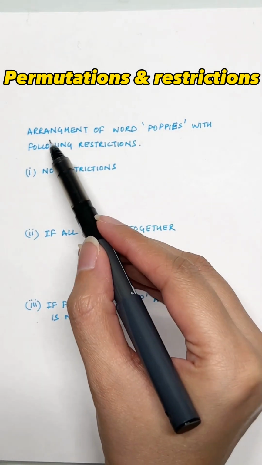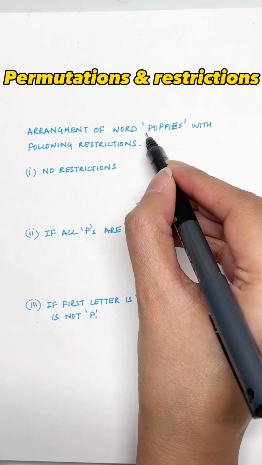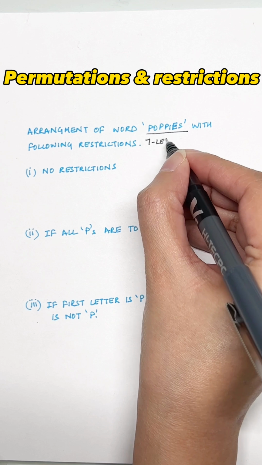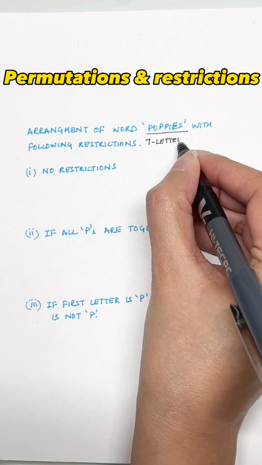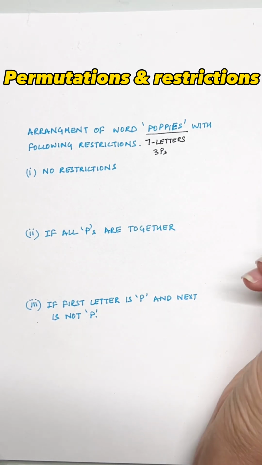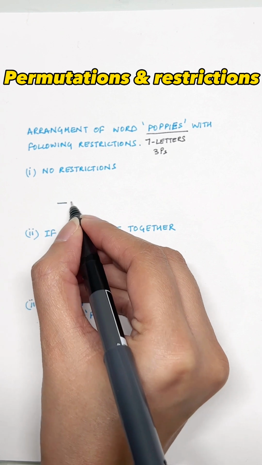In this example of permutations and restrictions, let's look at the word poppies. If you look at the word poppies, it has 7 letters in total, and the letter P is repeated 3 times. All the other letters are repeated only once. So let's solve the first part of this question, that is, no restrictions.